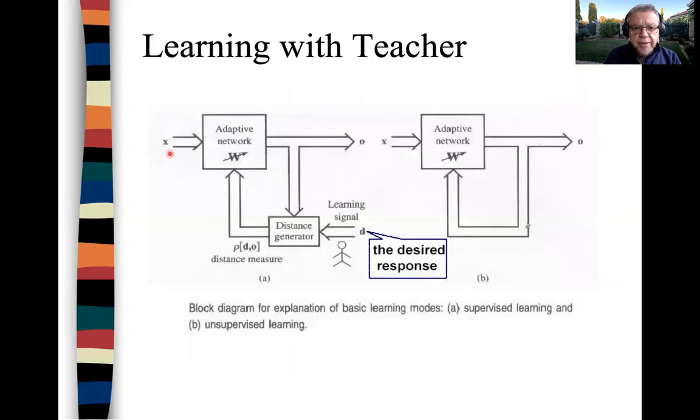And this is, again, our supervised paradigm. So you have a system, an adaptive network where you feed X, you get an output. The difference between the actual output and the desired output is fed back to train this network. So you know the ground truth, you have the desired output, as opposed to the unsupervised learning paradigm, where you don't have a desired output.